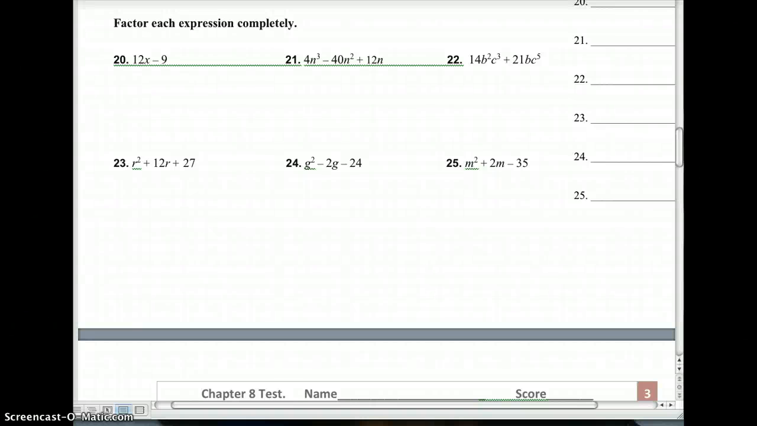So this is the last half of the Chapter 8 test. So again, you should be writing these down on a separate sheet of paper for the ones you got wrong only, making your corrections, and then you'll staple that to your original test in order to be eligible to retake the test. So remember that when we factor, we're trying to break it into a multiplication problem.